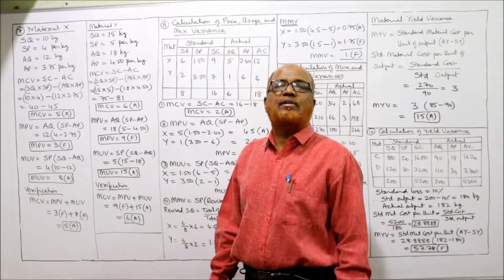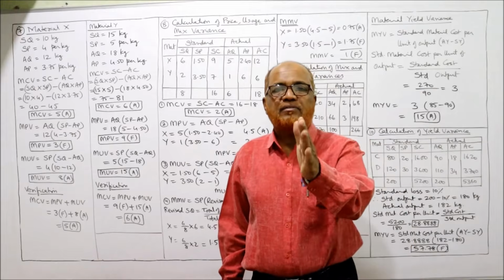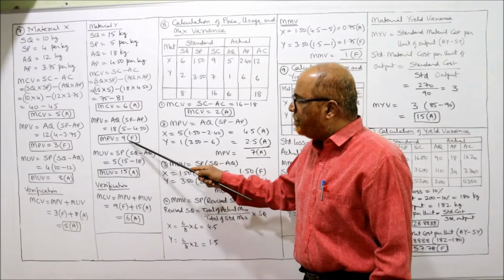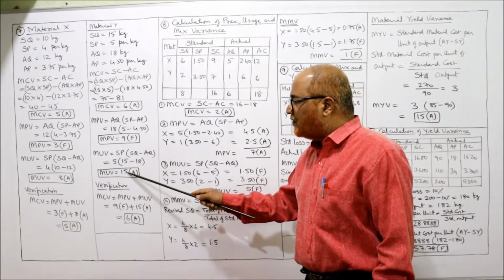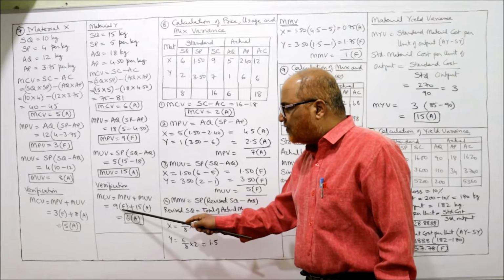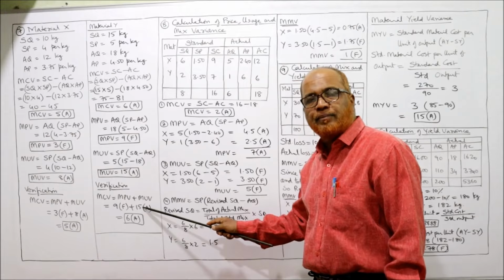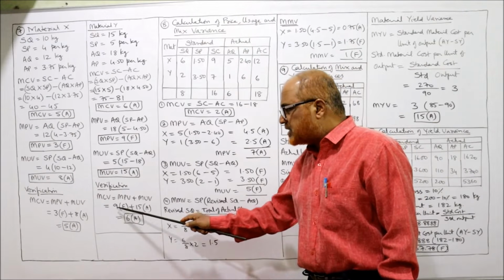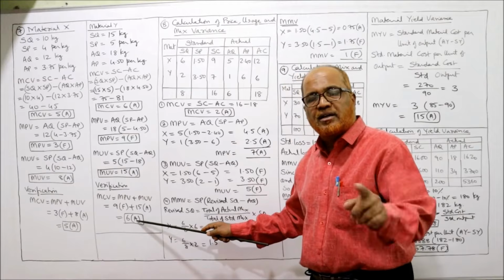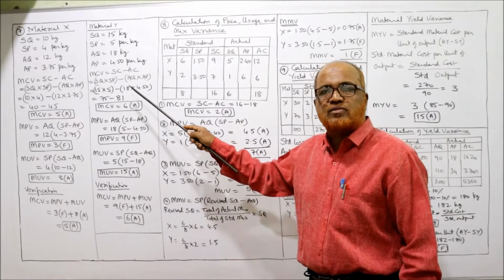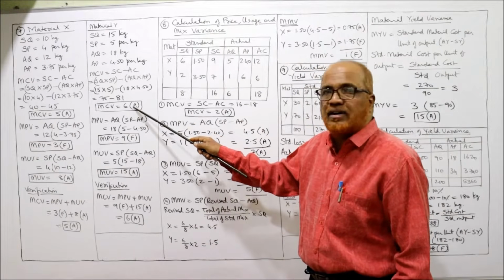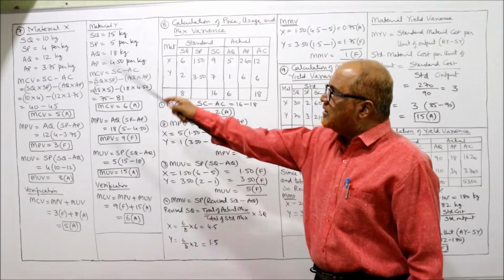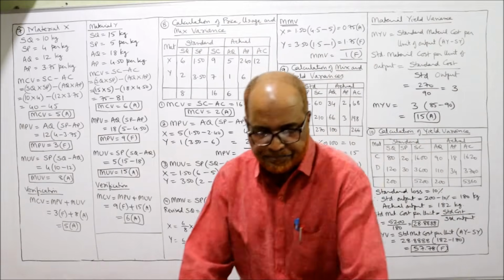Now we verify whether we have done it correctly or not. MCV is equal to MPV plus MUV. MPV is 9 favorable, MUV is 15 adverse. Adverse is more, so 15 minus 9, 6 adverse. Check, did you get 6 adverse in cost variance? Yes, 6 adverse. That means our calculations are right. That's all. This is problem number 7.